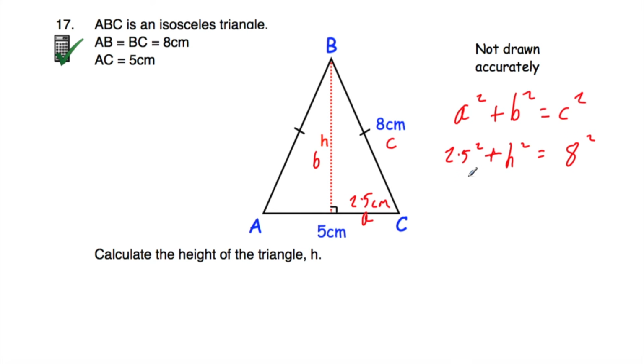Now 2.5 squared is equal to 6.25. We've got 6.25 plus h squared is equal to 8 squared, and 8 times 8 is 64, so 64.